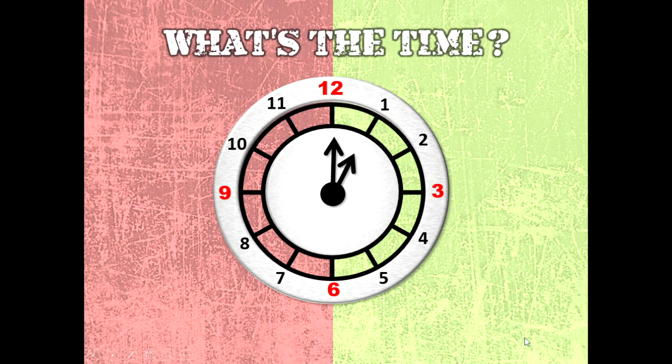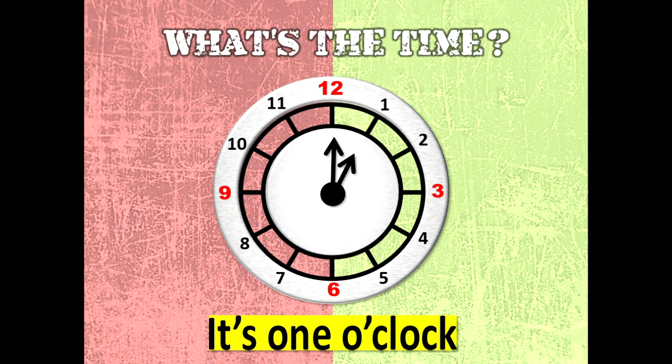Okay, now let's try to have this example. What's the time? The small hand tells the hour, the long hand tells the minute. Always remember that 1 hour is 60 minutes. So this time is 1 o'clock. What's the time? It's 1 o'clock.